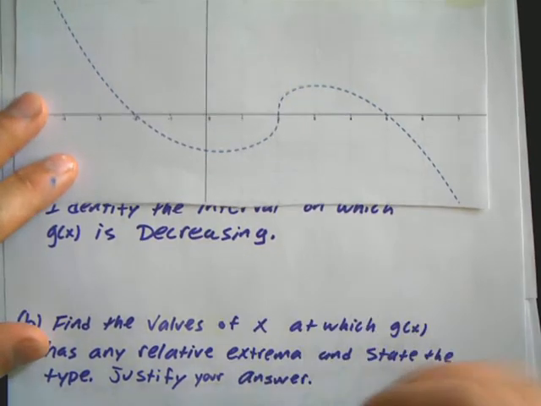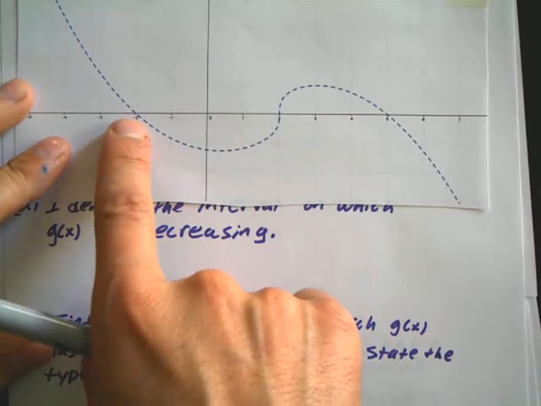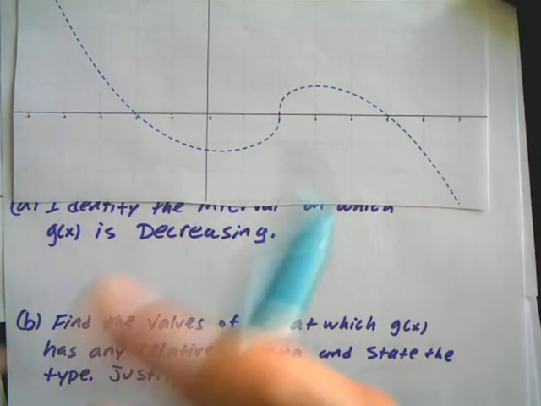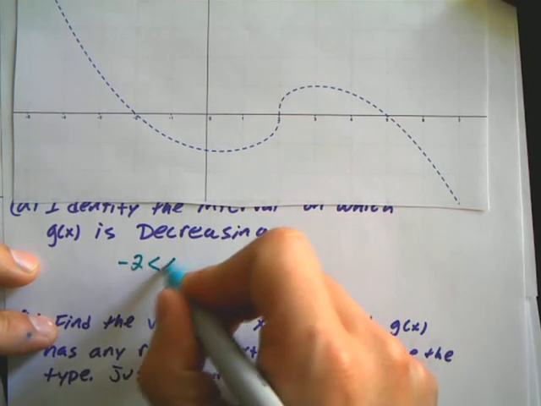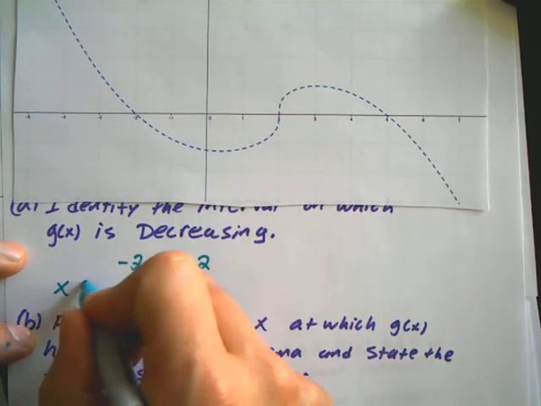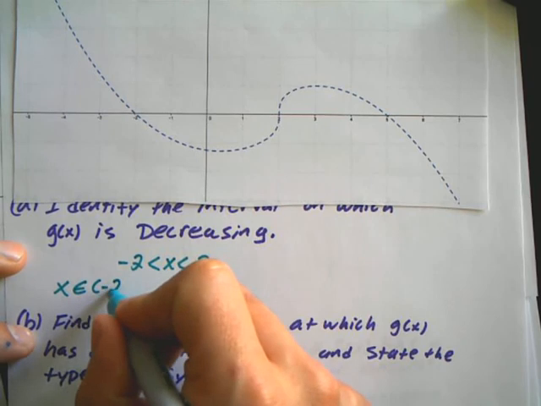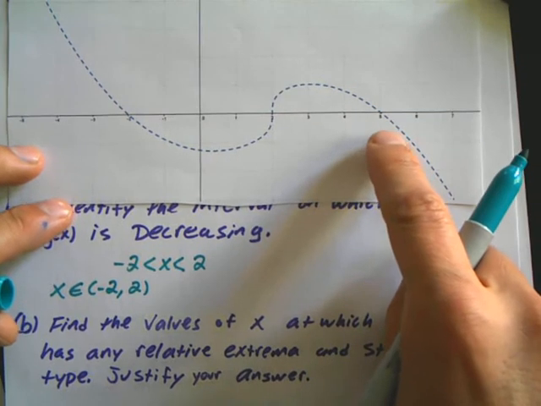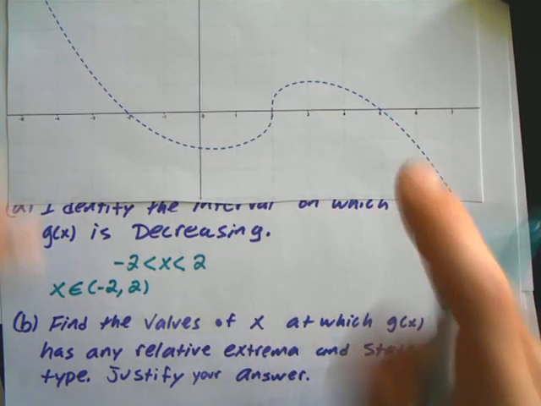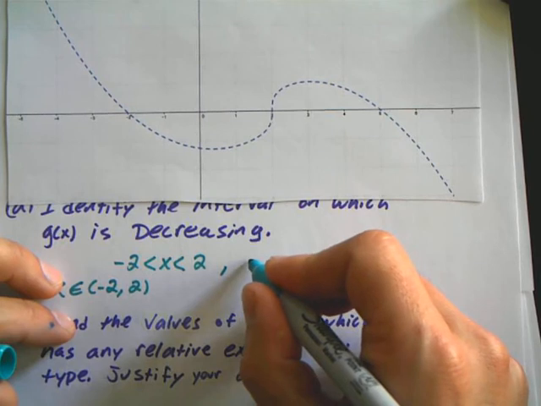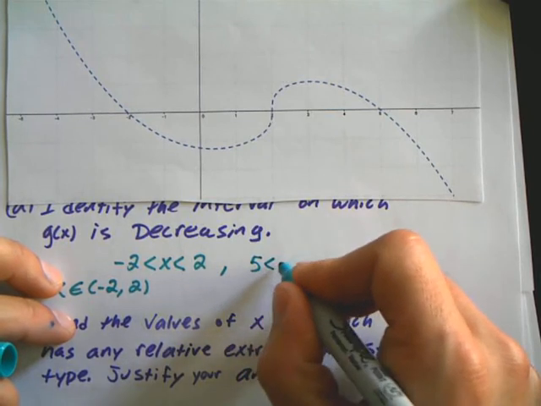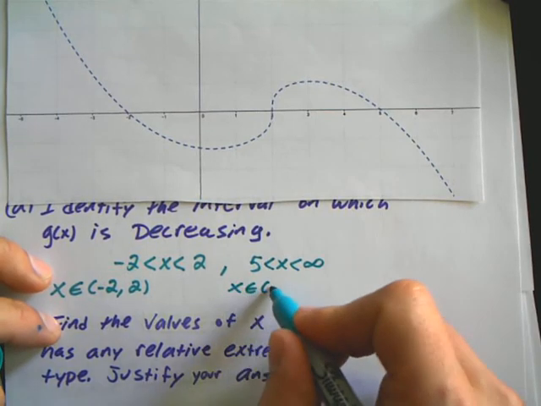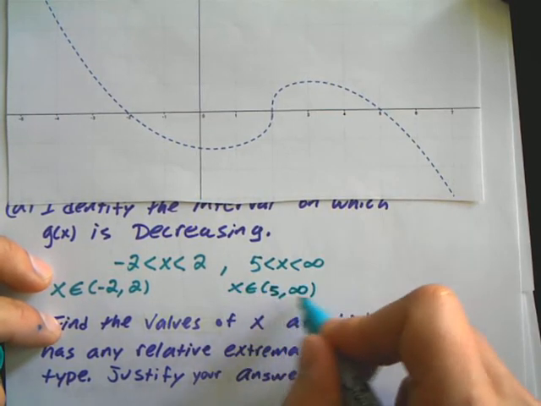So decreasing is whenever my derivative is negative, so it's negative between -2 and +2. I'm going to put it down as -2 and +2. You could have written your answer also like this: x is an element of -2 to +2. Both of these are equivalent. And the derivative is also negative from 5 to infinity. So I'm going to include, comma, x is bigger than 5, so less than infinity. Or you could have written it also as x is an element of 5 to infinity, like that.